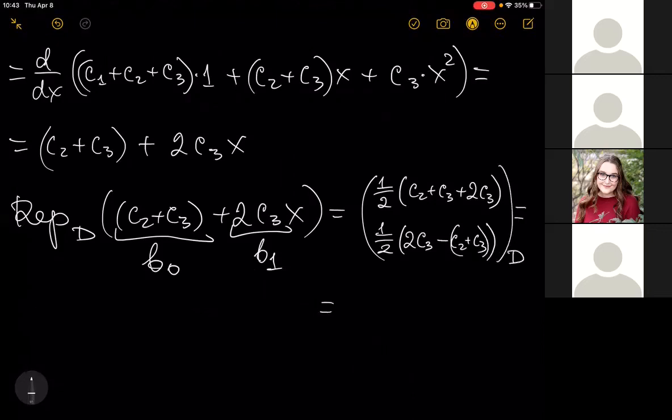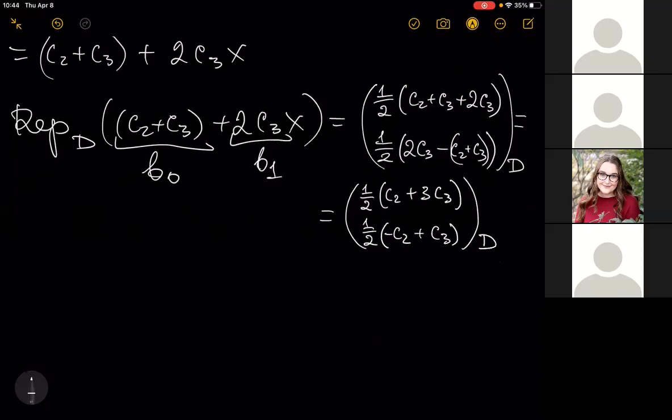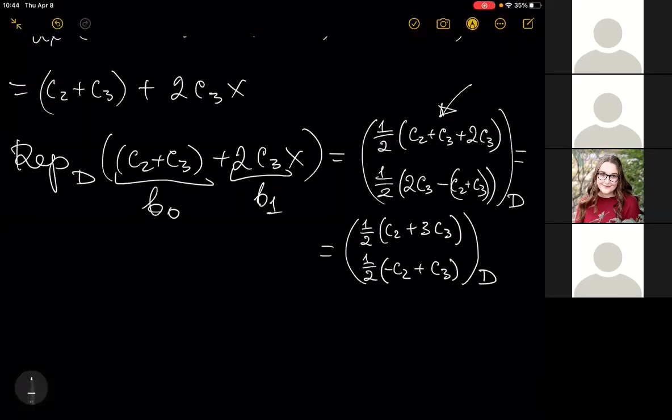So this, with respect to D, will be essentially one half (C2 plus 3C3), right? And here it will be 1/2 (negative C2 plus C3). Right or not? Just computed this and computed that. Oh, okay. Yeah, sorry, I just missed it.